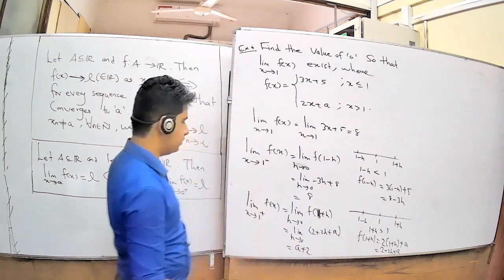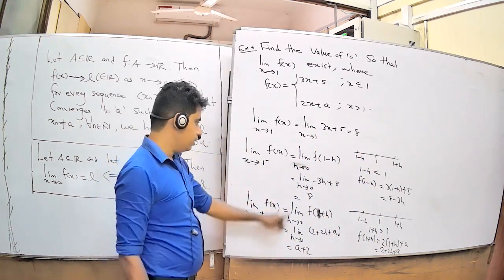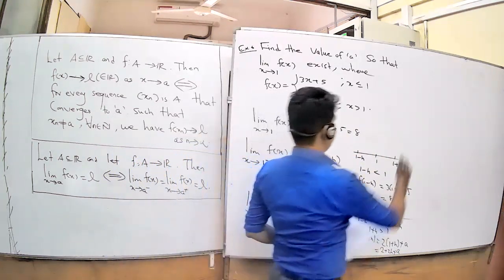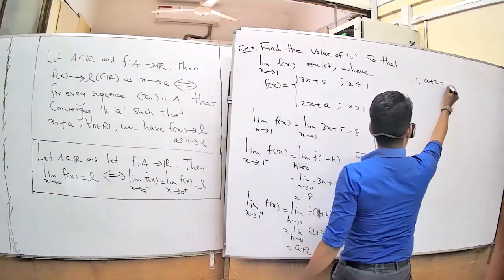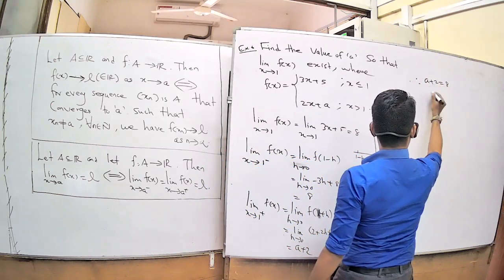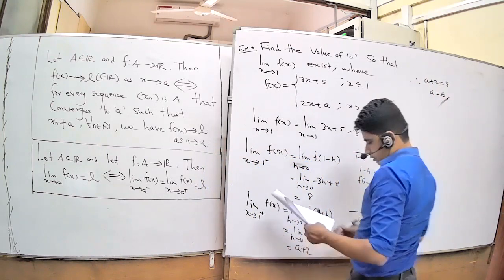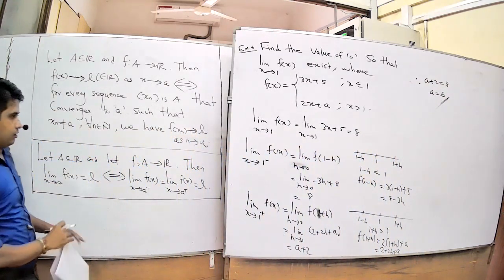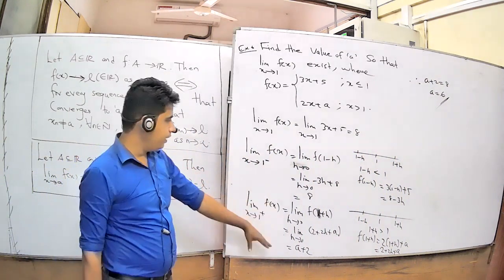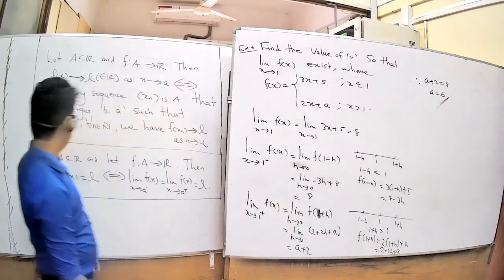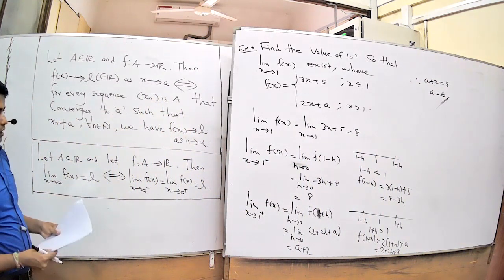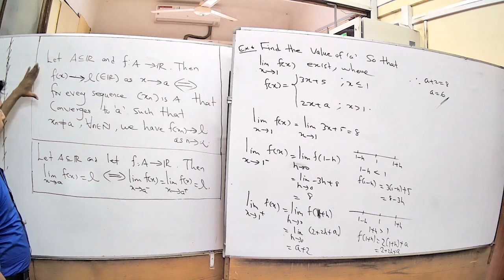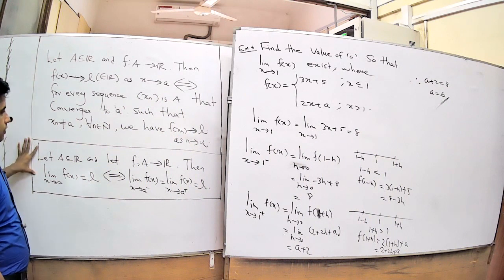But they mentioned this limit exists. Therefore, this limit equals this limit. This limit value is 8. Therefore, a plus 2 equals 8. Because the limit exists, a plus 2 equals 8. Therefore, a equals 6. Okay. This limit exists means the left limit equals the right limit. Then by equating, you get the value of a. Okay. These questions are based on this theorem and this theorem, right? This theorem verifies some questions and some questions are based on this theorem, right? Okay.